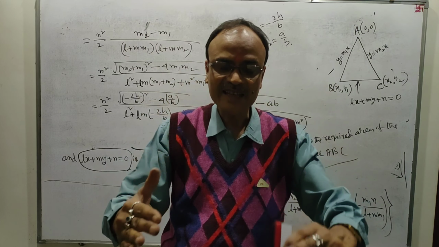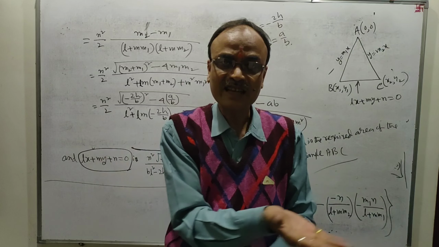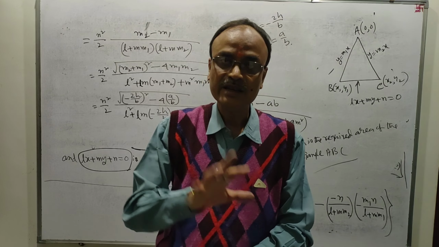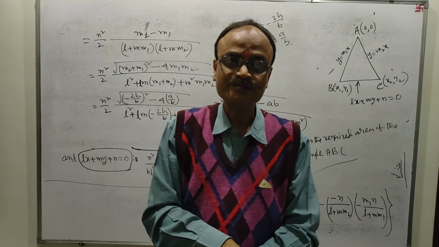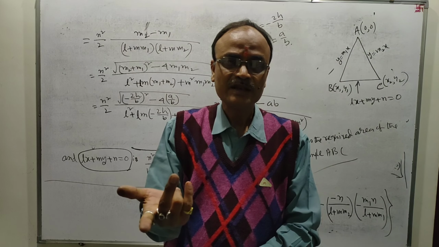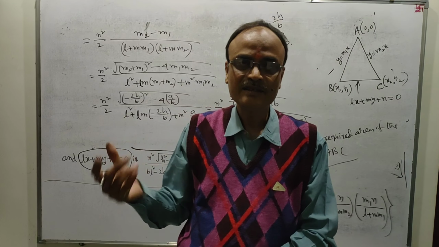All the equations of all the sides of the triangle are given. We can easily find the coordinates of A, B, C. Therefore, you can easily find the area in this way.